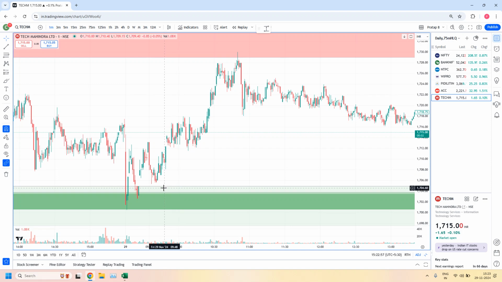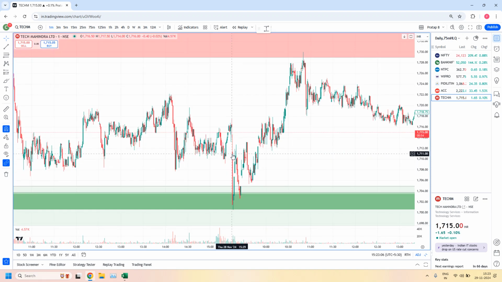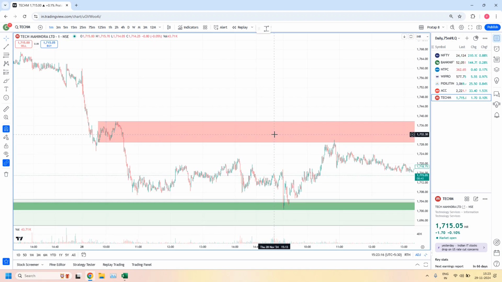Okay, anyway, these are the 2 points you should take care of. One is fine-tuning the zone properly. Second thing is, after taking the trade, how well you are holding the trade to book better profits. These are the 2 important things. You won't get perfection on day one.